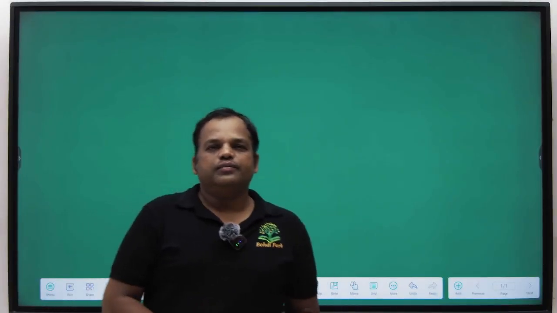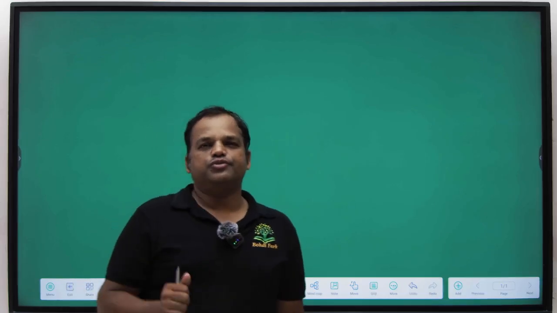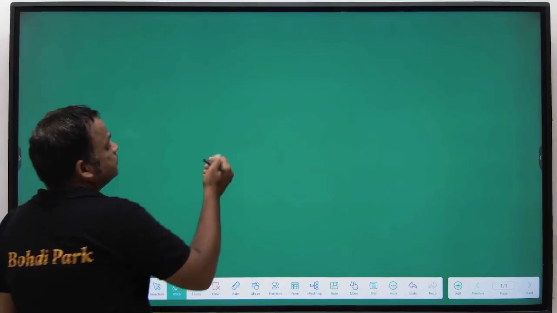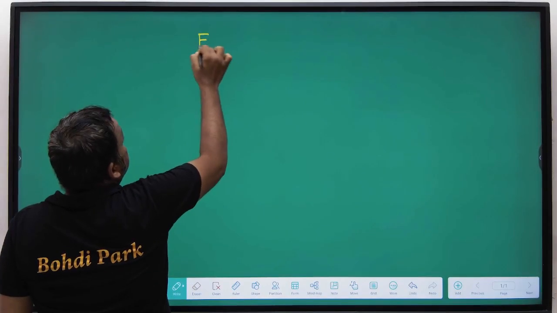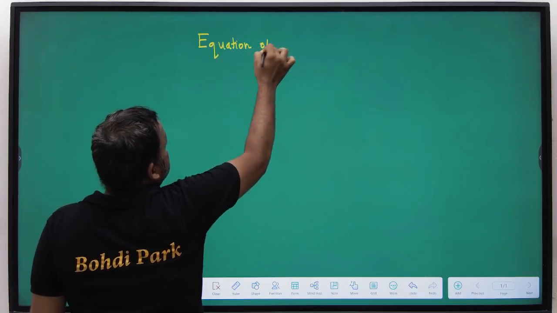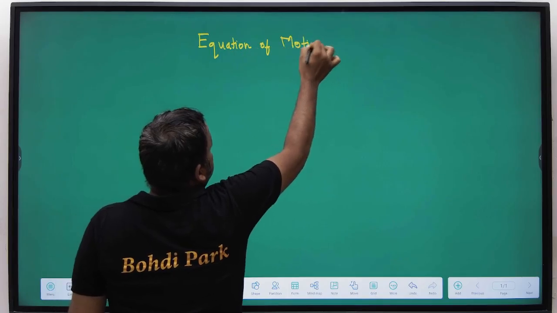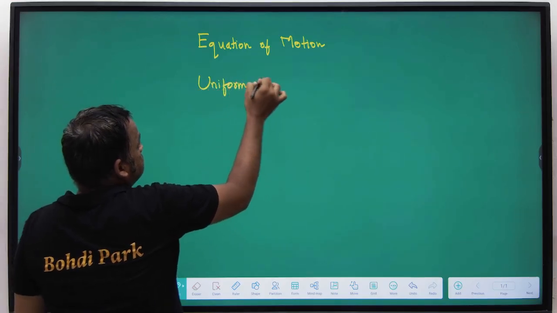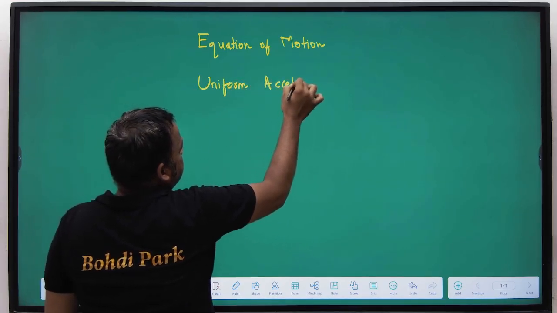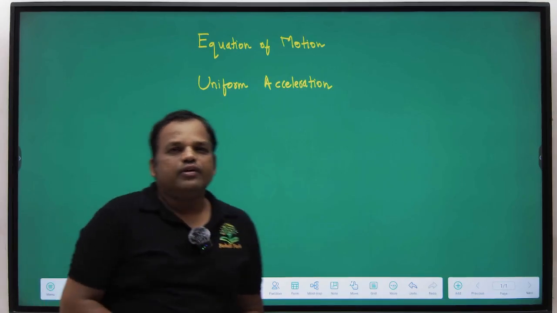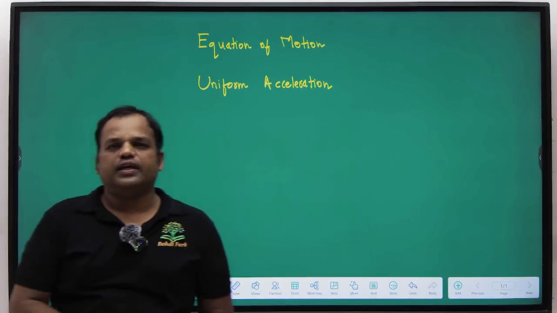Hello everyone. Let's continue our topic, equation of motion with uniform acceleration. Uniform acceleration means constant acceleration.